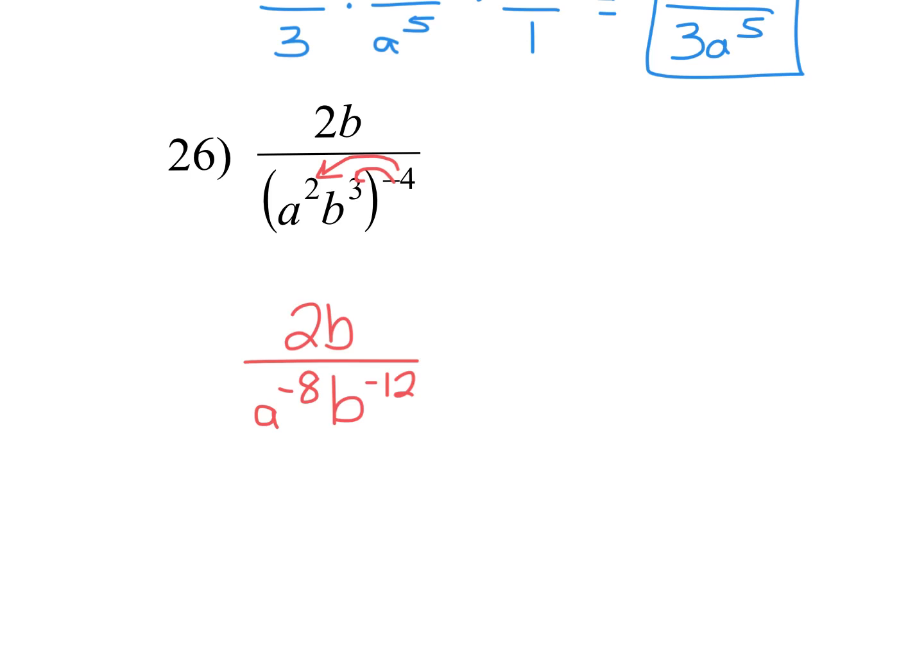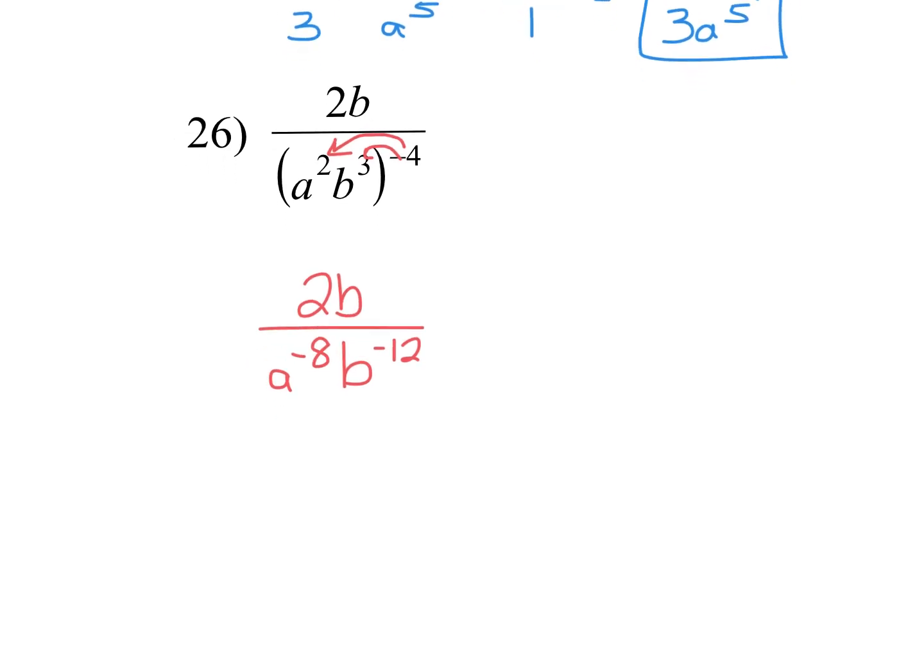Okay, keep simplifying. Can I do anything with the 2? No. So 2 is going to stay. I'm going to treat it as 2 over 1. What about the a to the negative 8? It has to go on the top to make it positive, so we have a to the 8th over 1. Okay. What about the b's?